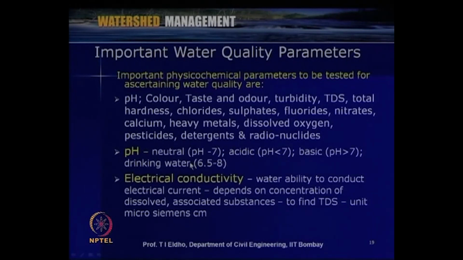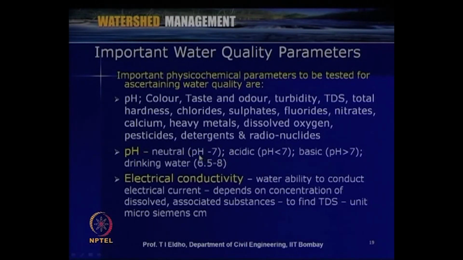The water is said to be neutral when pH is 7, it is acidic when pH is less than 7, and it is basic or alkaline when pH is greater than 7. As far as drinking water is concerned, generally the pH should vary from 6.5 to 8.